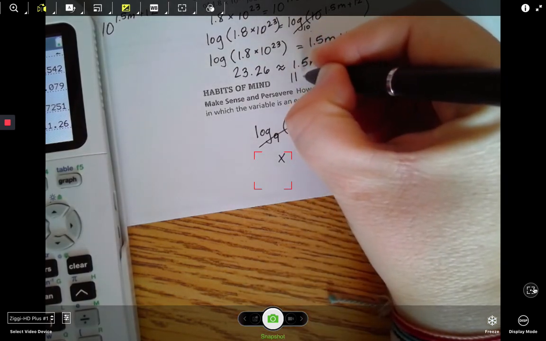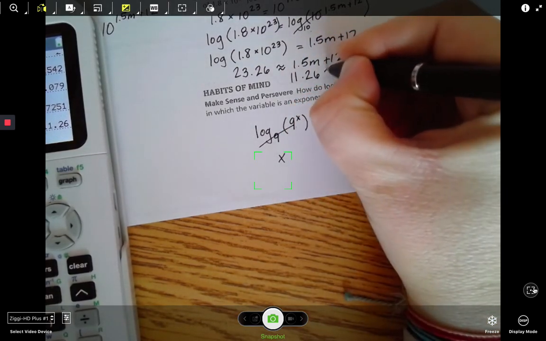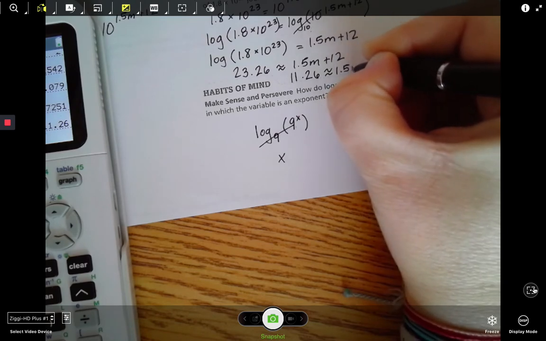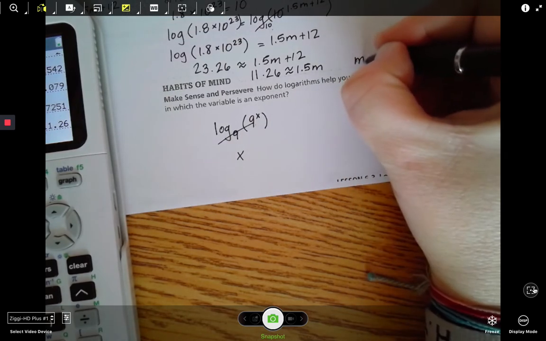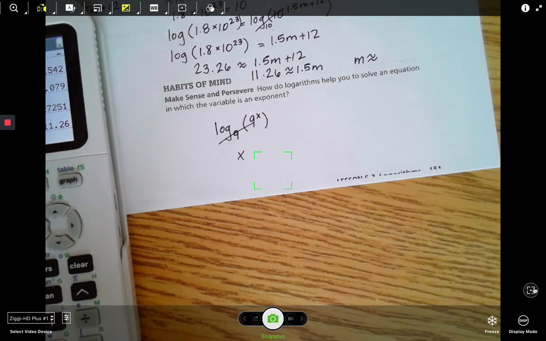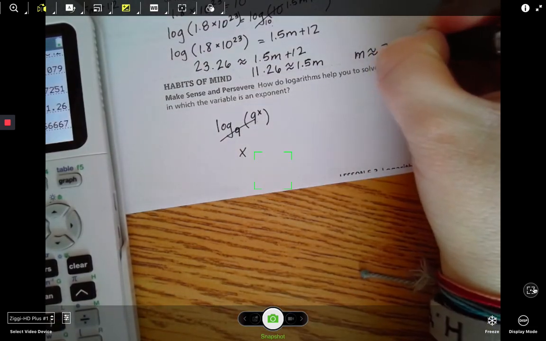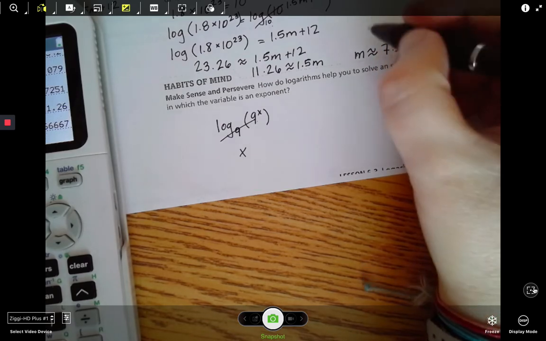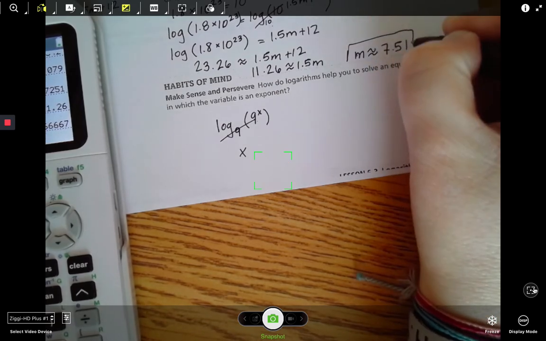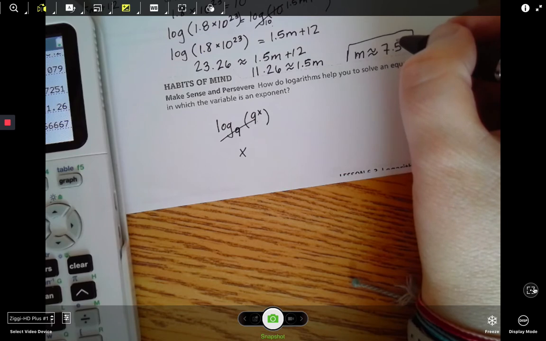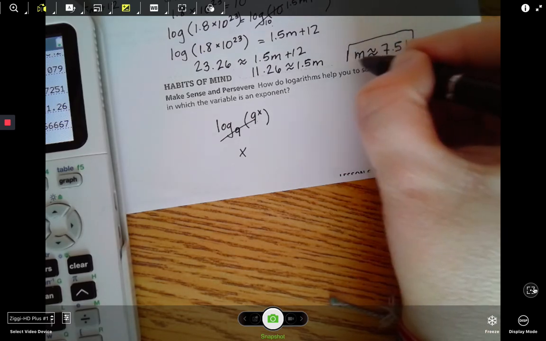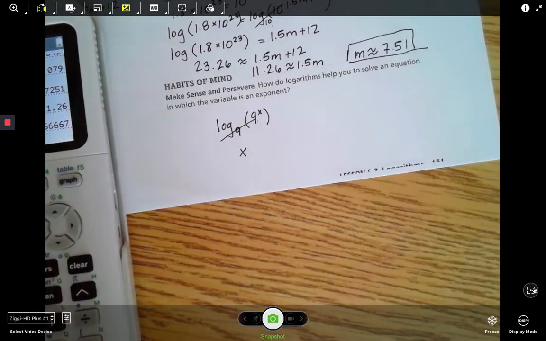So I get 11.26 is approximately 1.5 M. So that means M is approximately 7.5. So the magnitude of that earthquake is about 7.5 M.